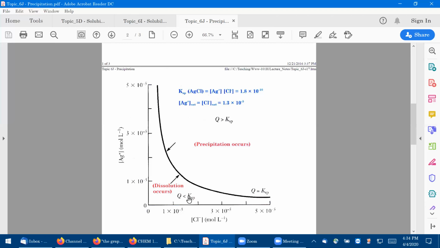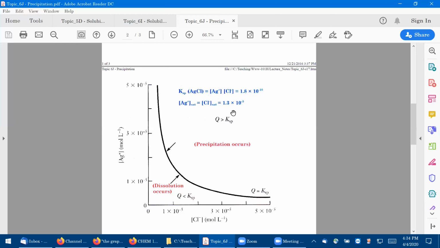Similarly, if the combination of the silver concentration and the chloride were anywhere in this region, down below the equilibrium line, now the Q is less than the KSP, which means that more of the silver chloride could dissolve until, again, it reaches the equilibrium line. So now the Q has become equal to KSP, and that's where the system will stay, all right, Q equal to KSP, unless it's adjusted again. And so that's an important effect that occurs when precipitation occurs.